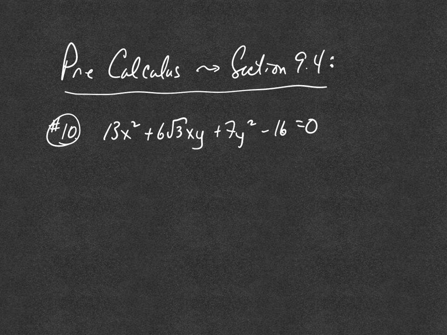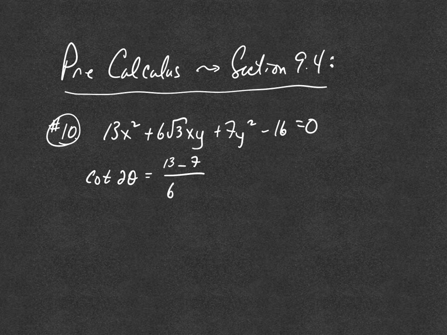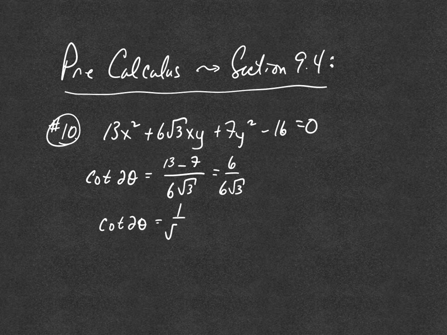All right, again, we start by finding the angle of rotation. Our formula again is the cotangent of 2 theta equals (A minus C) divided by B. All right, so when we simplify, 13 minus 7 is 6. The 6's would cancel top and bottom. And then you might not recognize this right off the bat. So if you get rid of the radical in the denominator, multiplying top and bottom by the square root of 3, you'd have the square root of 3 over 3.